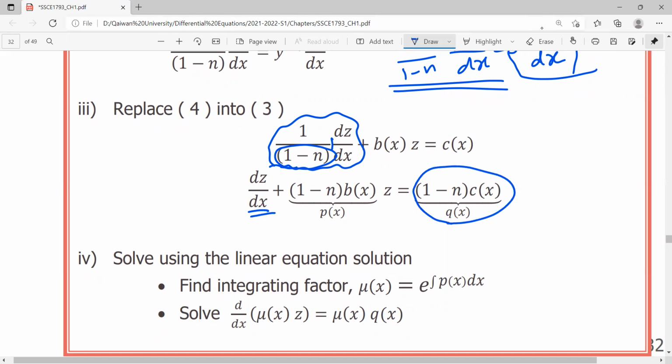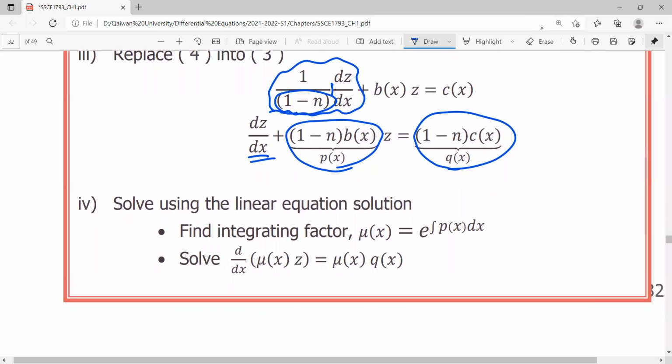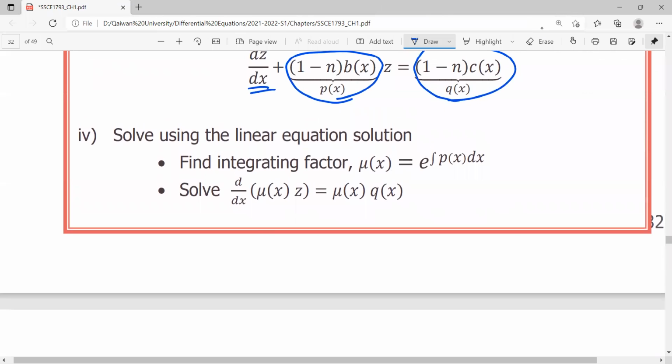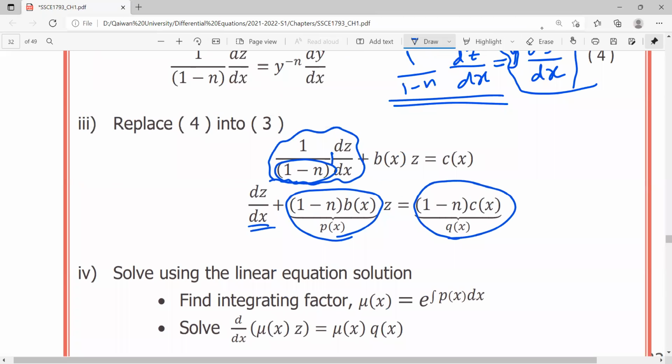This is q of x. This is p of x. It's a linear differential equation. So now we follow the steps that we did in linear differential equation. We are going to find the integrating factor, and then we just follow the steps of linear differential equation. After using the substitution, we must get a linear differential equation.